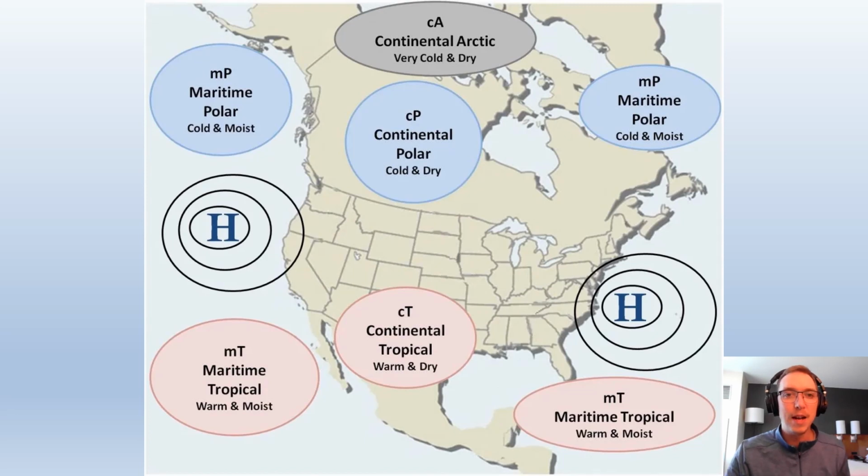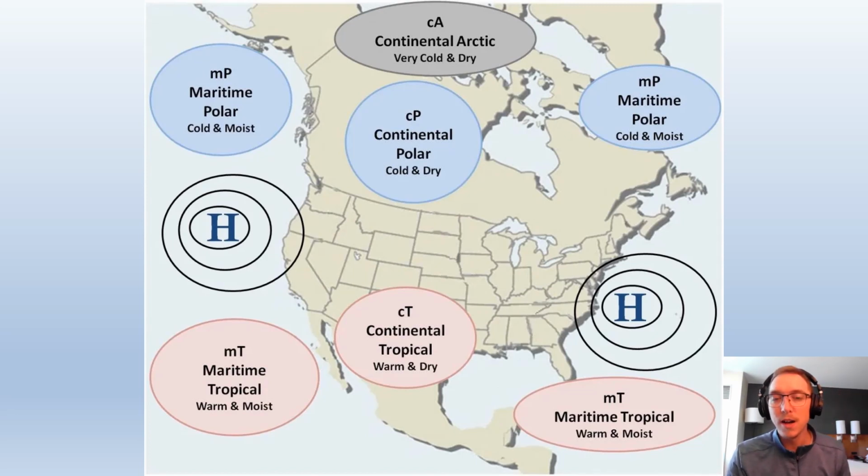If we look at what is going on across the United States, we've got these kind of typical air parcels that we would see. So very cold and dry air is capital A, continental Arctic air. We've got maritime polar, cold and moist air masses over kind of the Hudson Bay area and in the Gulf of Alaska off the coast of British Columbia region.